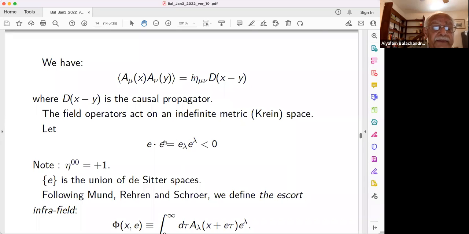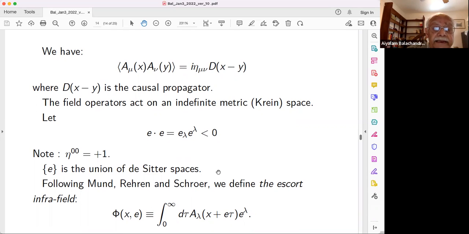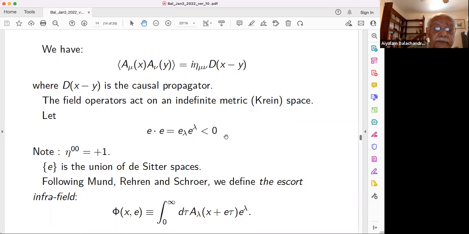what these people do is the following. Let e be a constant vector, where e dot t is negative. My metric is eta 0 0 equals plus 1. Giorgio likes this metric, I think, whereas in relativity they prefer the other one. Now, e dot t less than 0 means that this set of e's is a union of de Sitter spaces. If you go into, say, 2 dimensions, it is exactly the Rindler wedge. So this set of e has e dot e negative.